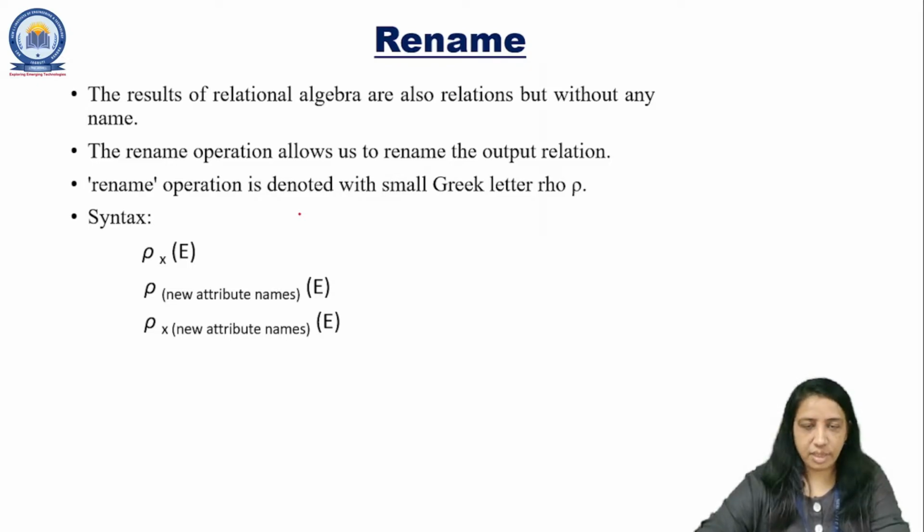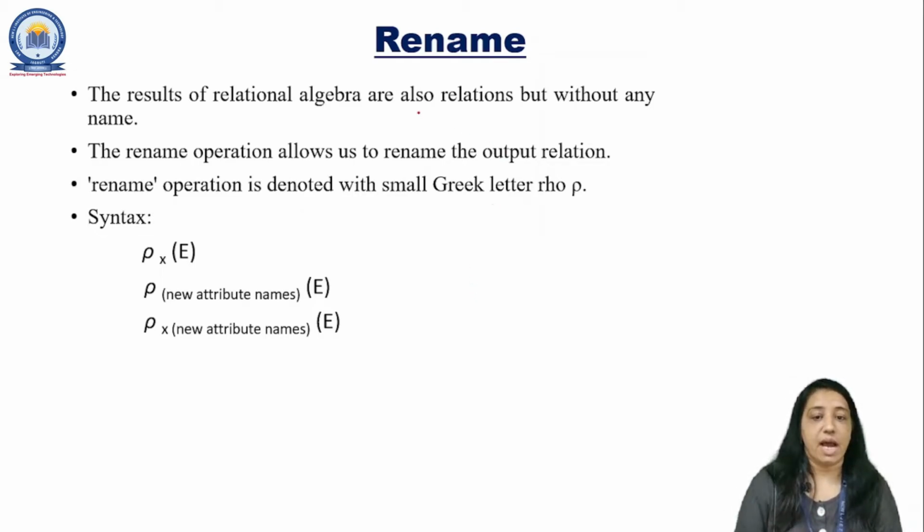Rename, that means what? Suppose we write any relational algebra; we have seen that the output is itself in terms of some relation. But there is no name of that relation. So if you want to give a name to that, we will be using rename. So the results of relational algebra are also relations, but they do not have any name. That can be done with the rename, which is specified with the small Greek letter rho.